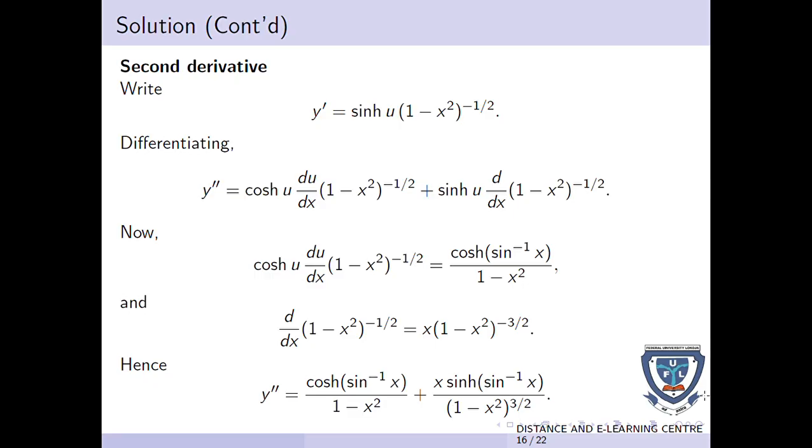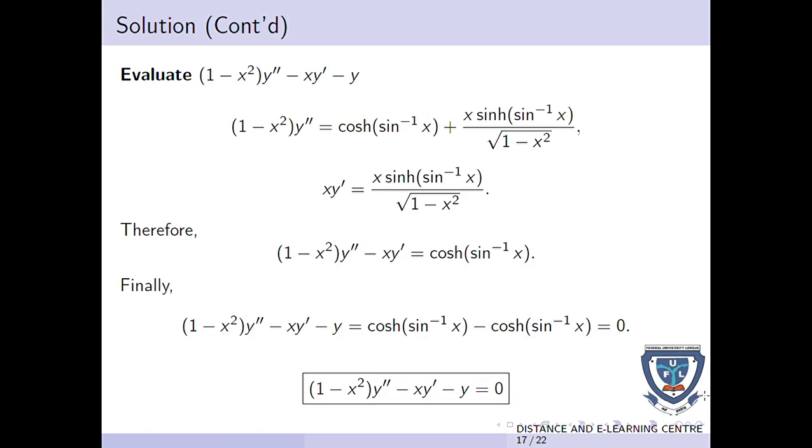And when you take the second derivative, you're going to have that y double prime will be equal to cos arcsin x all over 1 minus x squared plus x sin arcsin x all over (1 minus x squared) raised to power 3 over 2. Now, by the time you evaluate directly, you are going to see that (1 minus x squared) y double prime minus x y prime minus y will definitely give you 0 as stated in the question.